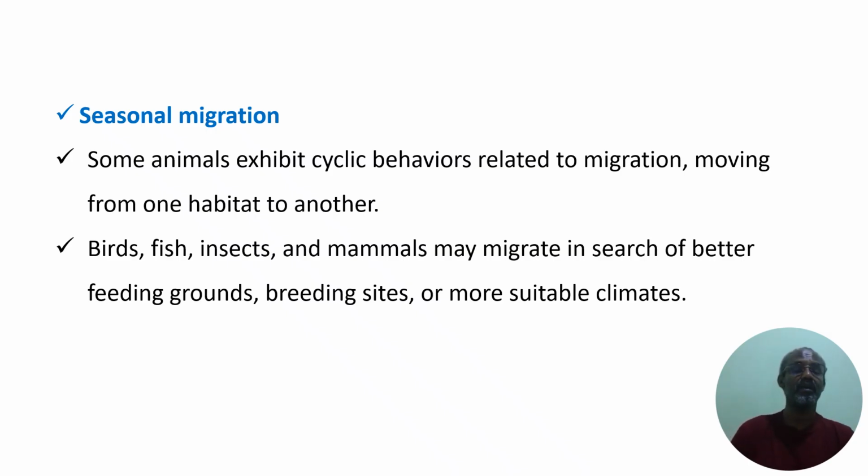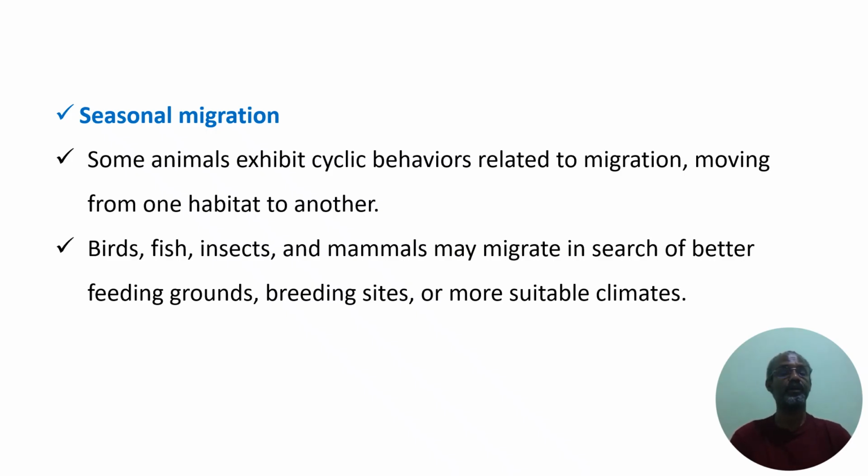Seasonal migration: some animals exhibit cyclic behaviors related to migration, moving from one habitat to another. This is usually when one environment is not suitable or becomes harsh because of a change of climate in a particular season, so that there is no food to eat, and they will migrate in search of food or in search of water.